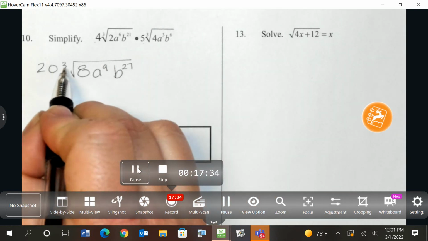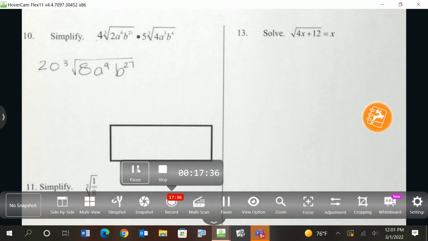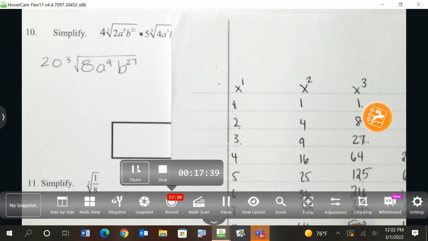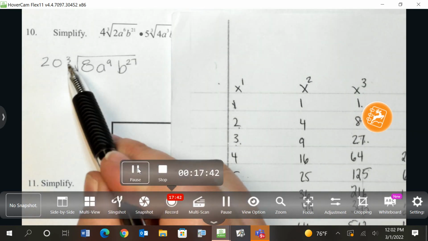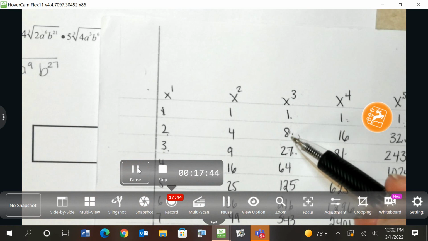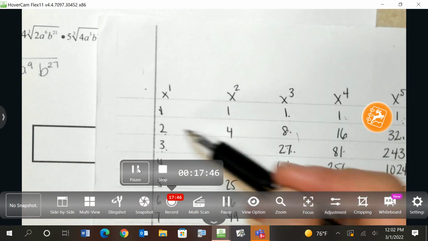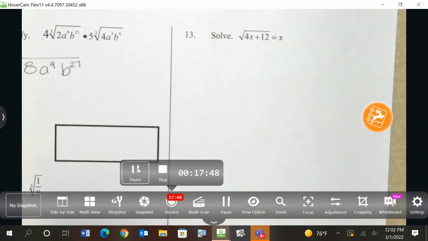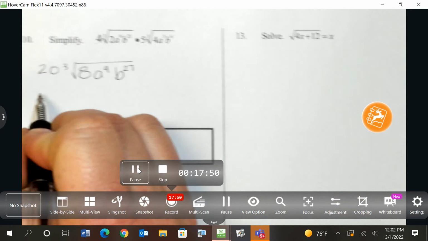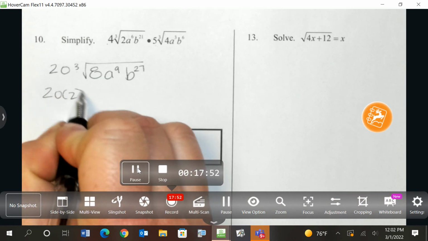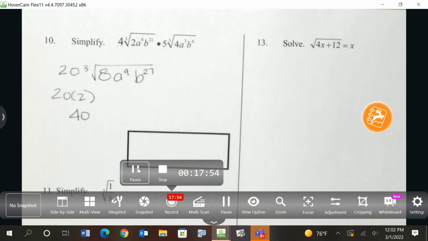Okay, so when I look at this chart, and this chart will be available to you to use, I want to go to the third column and locate 8. So the third root of 8 is 2. So when a 2 pops out here, it's not just 20. Remember, it's 20 times 2. And some of you can just do that right away and turn it into a 40.